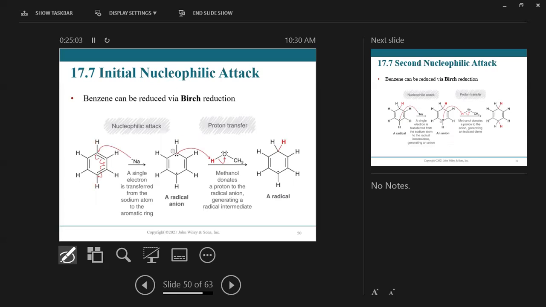So if you want further reading about this, what I would recommend is just look up Birch reduction in Google Scholar, pull up the mechanism for it, and then read the paper. That's what I was starting to do. Because it doesn't say you need two equivalents.